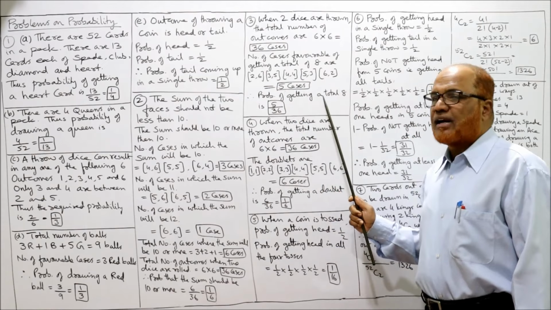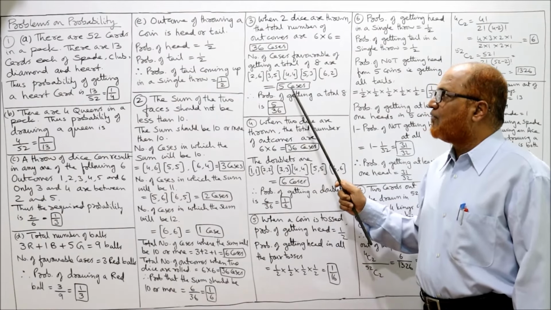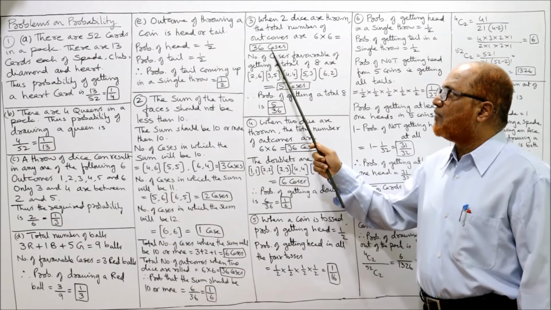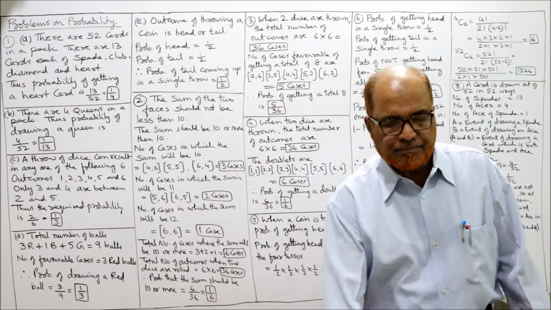तो probability of getting a total of 8 is 5 by 36. Number of favorable cases are 5. Total number of outcomes are 36. 5 by 36. Third problem completed.